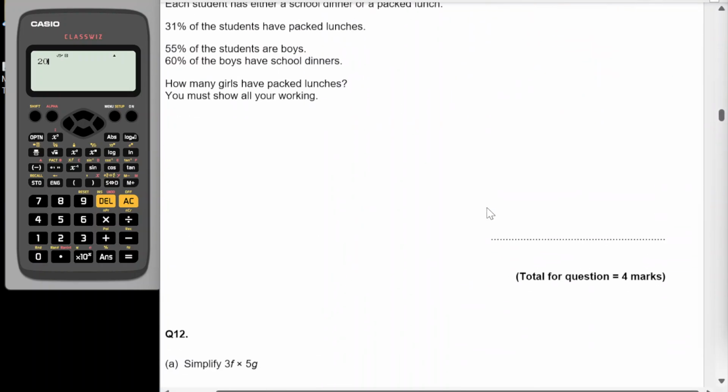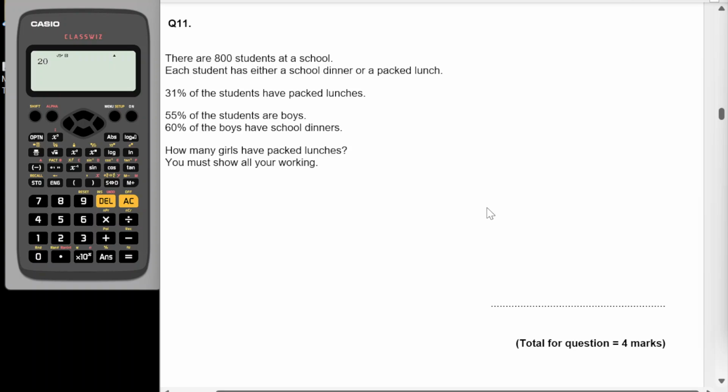Okay, question 11. There are 800 students at a school. Each student has either a school dinner or a packed lunch. 31% of the students have packed lunches. 55% of the students are boys. 60% of the boys have school dinners. How many girls have packed lunches? You must show your working.